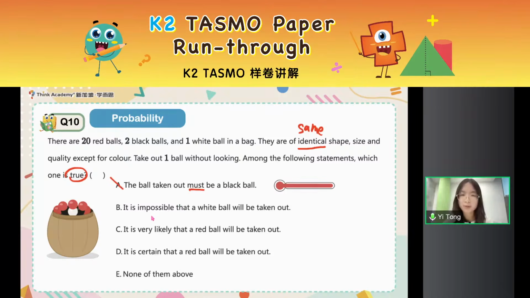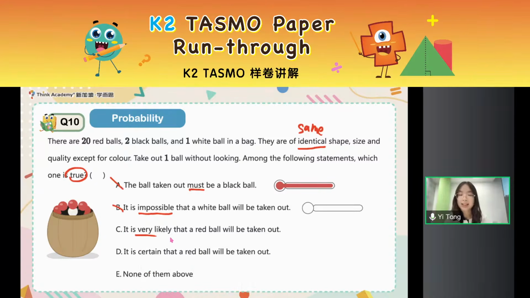Look at B. It's impossible that the white ball will be taken out. Impossible. Oh, that's a strong word. That means never. The white ball will never be taken out. Do we have a white ball? Yes, we do have a white ball, even though we only have 1. So impossible means that there is no chance. Absolutely never. But we do have a white ball, so it's wrong. And look at C.